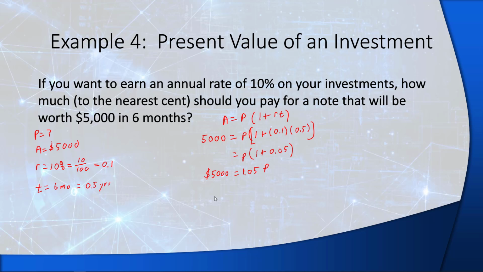Okay, and if that's the case, then P is going to be equal to 5,000 divided by 1.05, and that will give us $4,761.90.